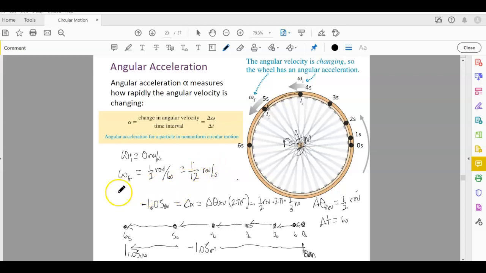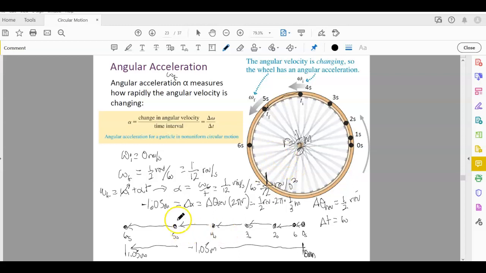And we could get the acceleration too. Since omega final is equal to omega initial plus alpha times t, then we can see that the acceleration is omega final divided by t, which is 1/12 of a revolution per second divided by 6 seconds, which works out to be 1 over 72 revolutions per second squared. So we could get a whole bunch of information from this.